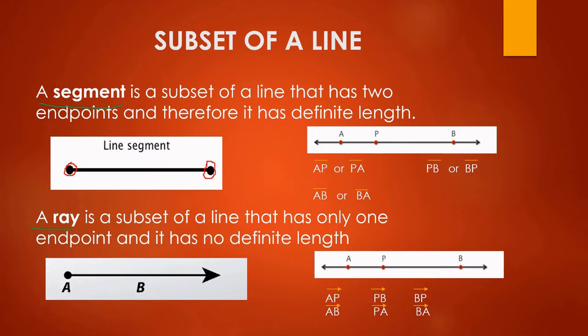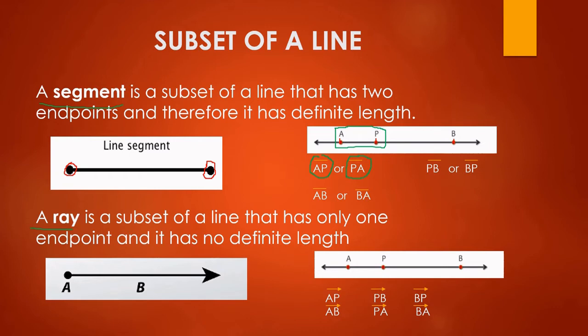So for example, in this illustration, inside the line we have point A, point P, point B. So let us take point A and point P. Can we consider this as a line segment? Yes, because it has two distinct endpoints. So we can name this as line segment AP or line segment PA. Okay, so either of the two are the same.